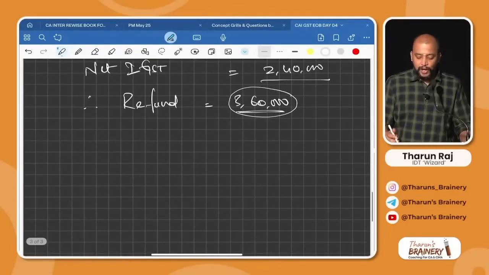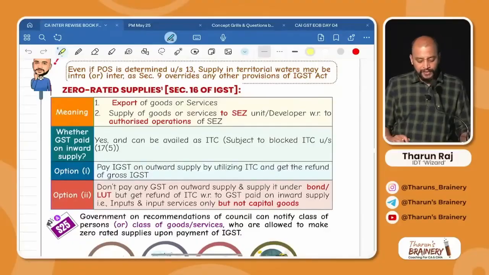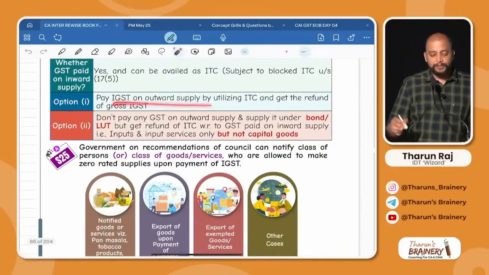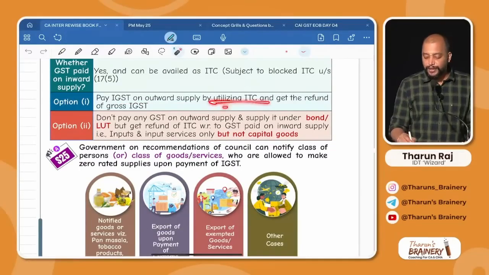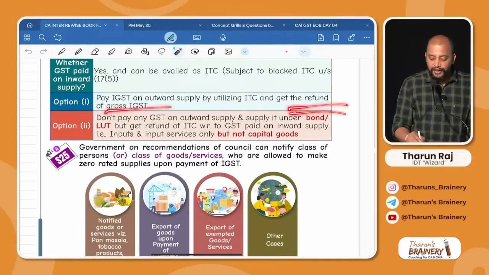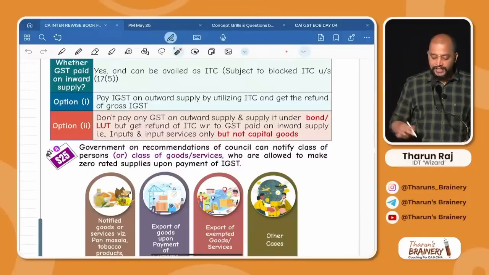Then next, option 2. You read there in option 2. You understood option 1? Option 1 says pay IGST on outward supply. So they are paying 2,40,000, the 3,60,000 minus 2,40,000 by utilizing ITC, and get refund of gross IGST. What is the gross IGST? 3,60,000 they got as refund.